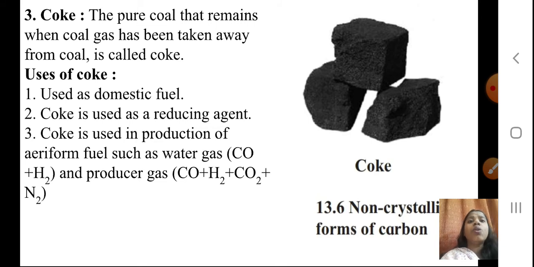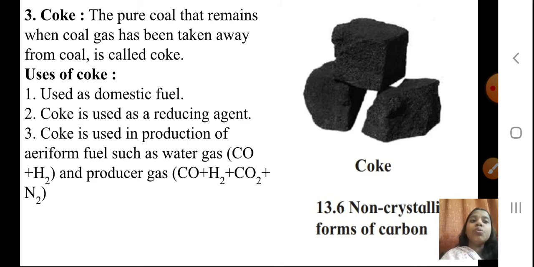Now the third one is coke. The pure coal that remains when coal gas has been taken away from coal is called coke. So when you remove the coal gas from the coal, what remains is called coke. Now what are the uses of coke? It is used as a domestic fuel. Coke is used as a reducing agent.